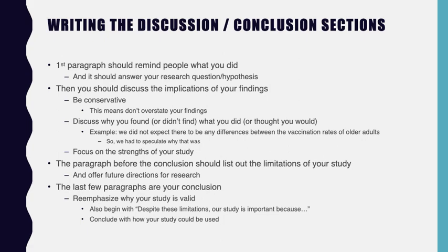Then you focus on the strengths of your study throughout. So throughout the discussion, you say, we're the first study to do this, and we found this, and this is important because. As you move into the last paragraph of the discussion and the paragraph before the conclusion, you list the limitations of the study. You say, one of our limitations is this, and then you say something along the lines of future research should look at this to understand these relationships.